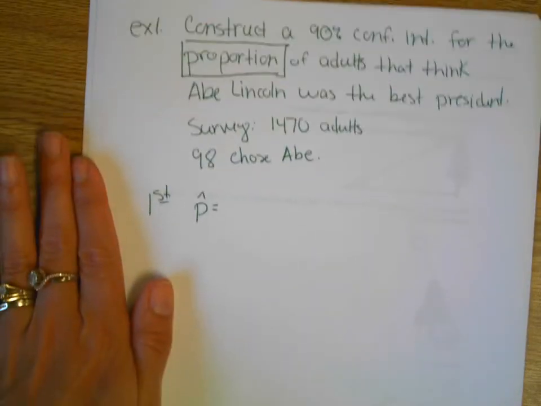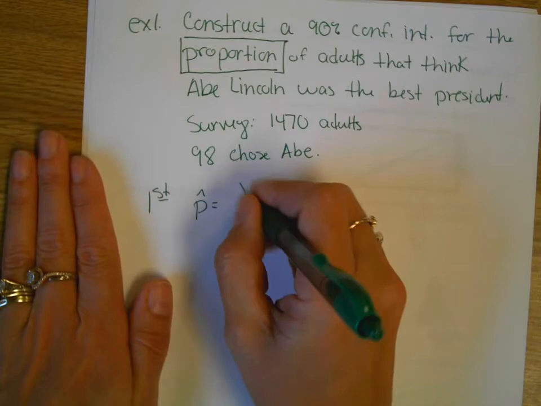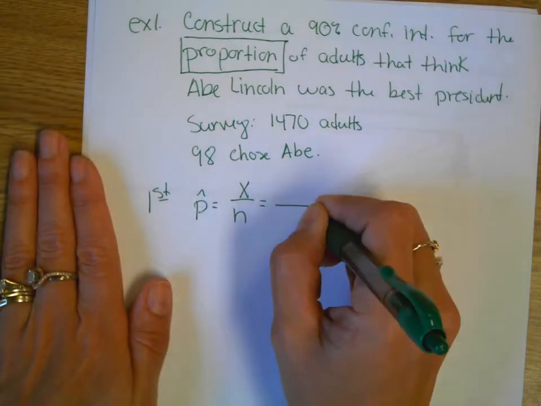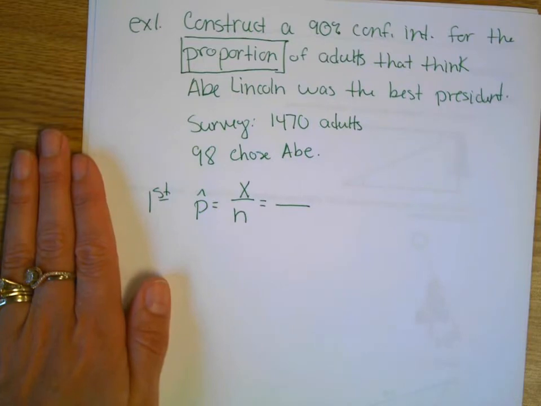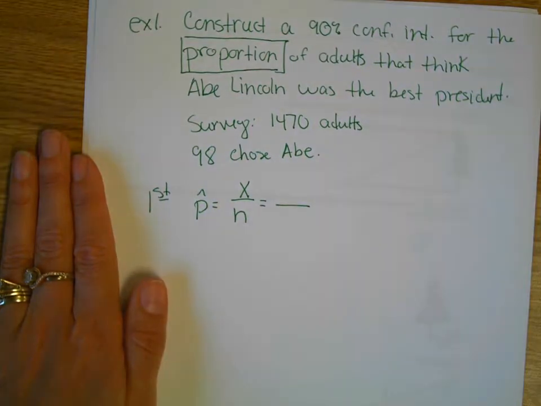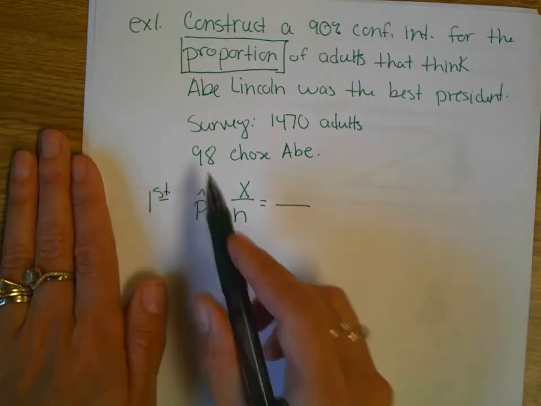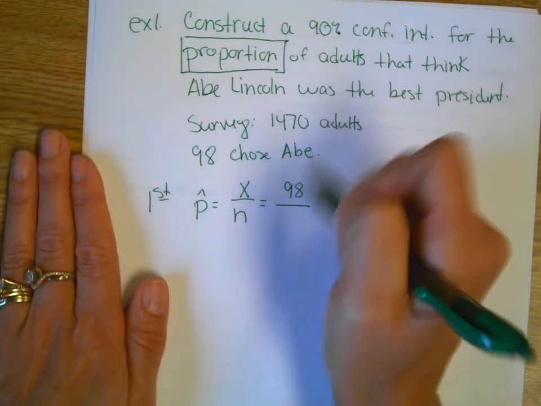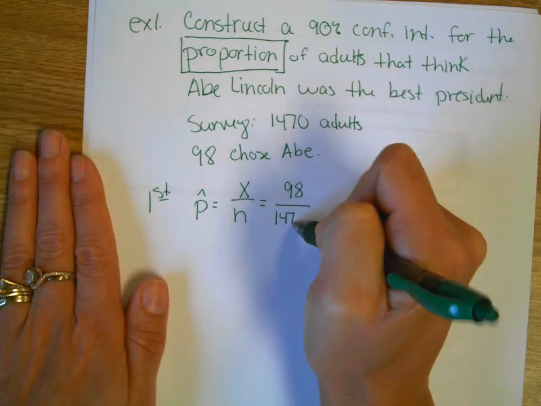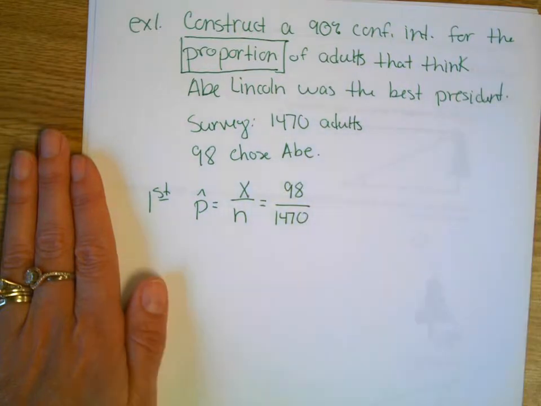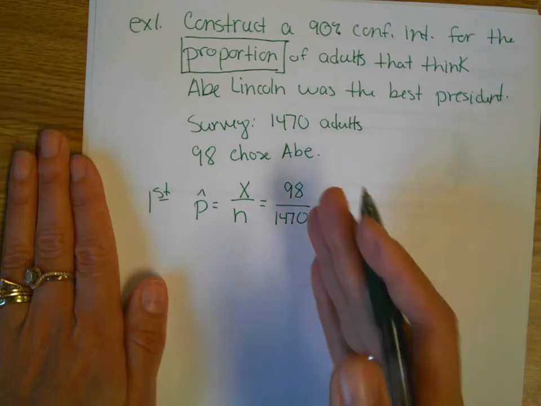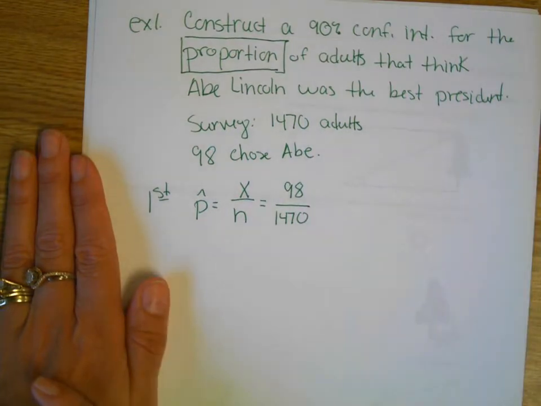So, how many successes did we have? Because p hat is x over n. The 98% or just 98 people. They had 98 successes out of 1,470. You can go down to a decimal here, or leave it as a fraction. You're going to be more accurate if you leave it as a fraction. So we're going to leave it as a fraction.